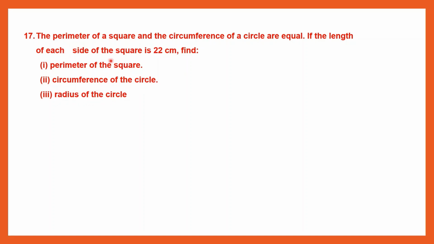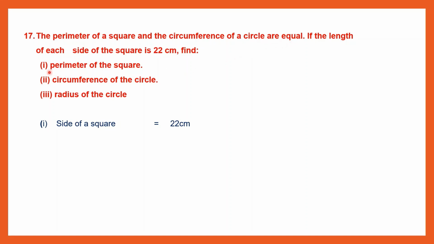So when you have a word problem, the first thing to do is see what is given. Okay, so what is given to us is the side of the square, and the side of the square is given as 22 centimeters. Now, this is the only thing that's given to us, and we are also told that the perimeter of a square and the circumference of a circle are equal. Now let's see what we are asked to find.